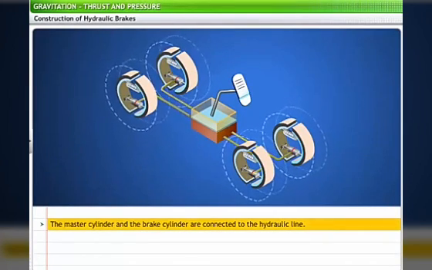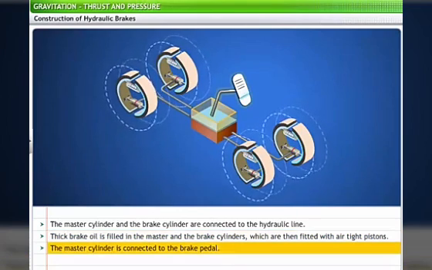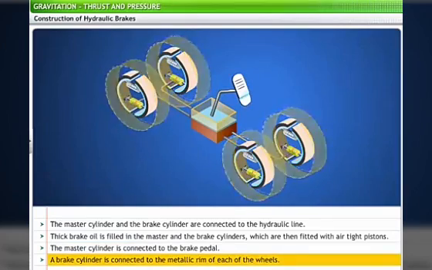The master cylinder and the brake cylinder are connected to a thick copper pipe called the hydraulic line. Thick brake oil is filled in the master cylinder and the brake cylinders, and they are fitted with airtight pistons. The master cylinder is connected to the brake pedal. A brake cylinder is connected to the metallic rim of each of the wheels.